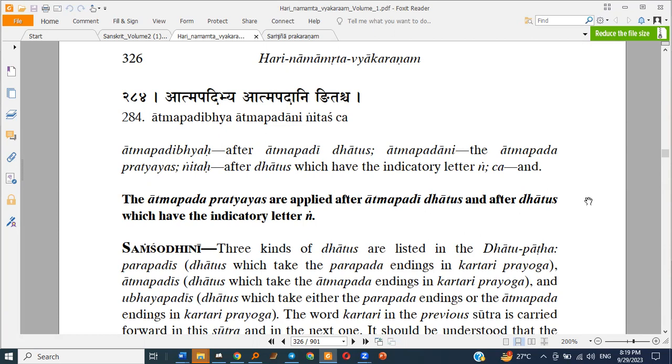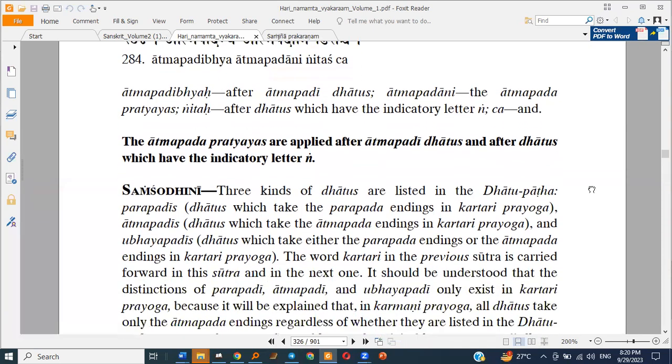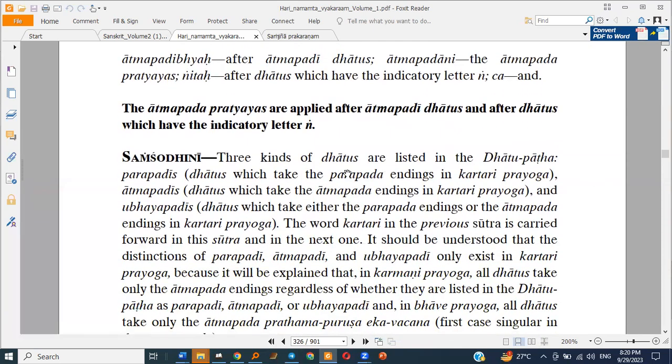So a Parapadi Dhatu, okay, let's read Sankshodhani first. Three kinds of dhatus are listed in the dhatu part. Now dhatu part is a list of all the dhatus mentioned in it. I'll share it with you. So there are three kinds of dhatus. One kind is parapadis, so dhatus which take the parapada endings in kartari prayoga.